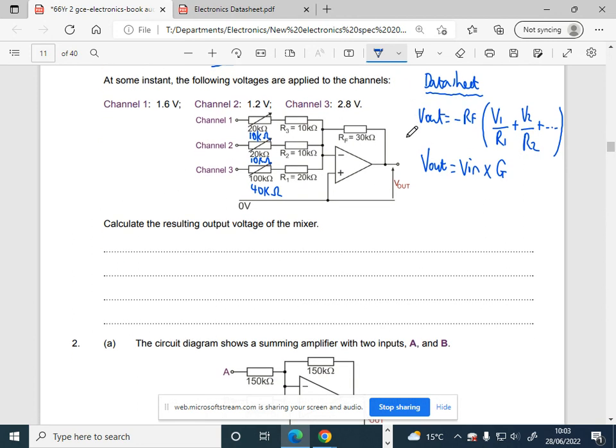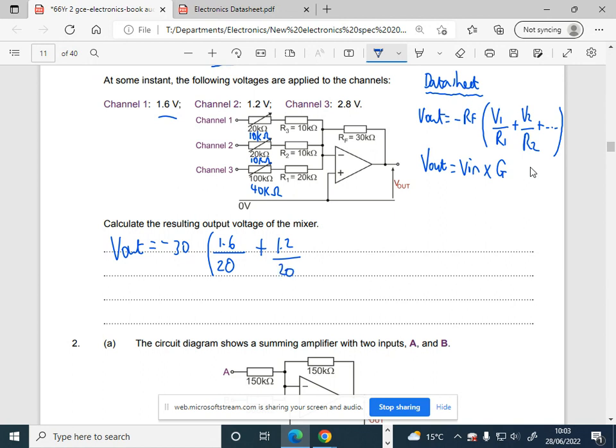Okay, so let's use the equation first, the top one, the one that you may well prefer to use, which is on a data sheet. So we're going to write V out equals minus RF minus 30. Open up your bracket. V1, which is channel 1, obviously, so 1.6 volts over R1. Well, R1 is 20k, so it's 10 plus 10. So R1 over 20. I can put K there, but I'm just going to leave it like that because the Ks would cancel anyway. Plus 1.2 over 20.